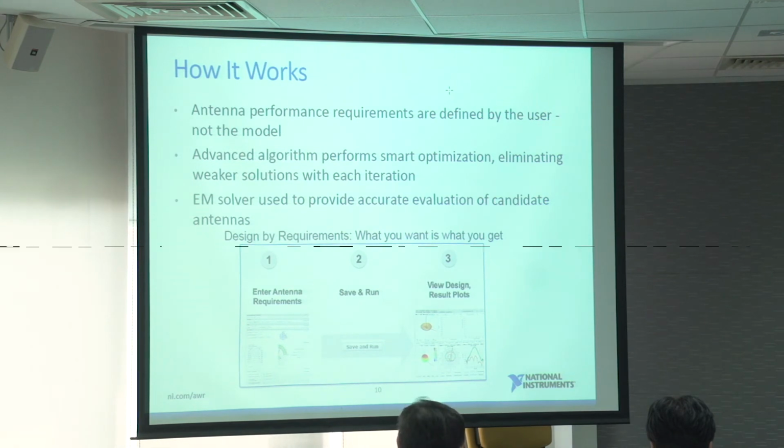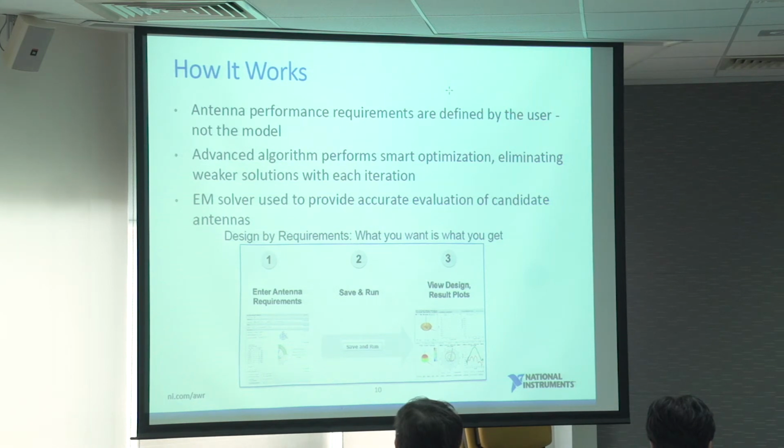So how our tool works is we have antenna performance requirements that are defined by the user. It's not defined by a model per se, we don't tell the user what they need to have for their specifications. So even if it's not physically possible, we still allow them to be entered, and the antenna synthesis tool will do as best as it can.